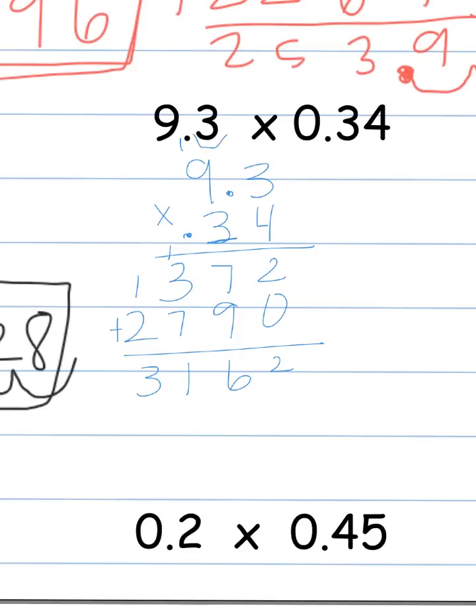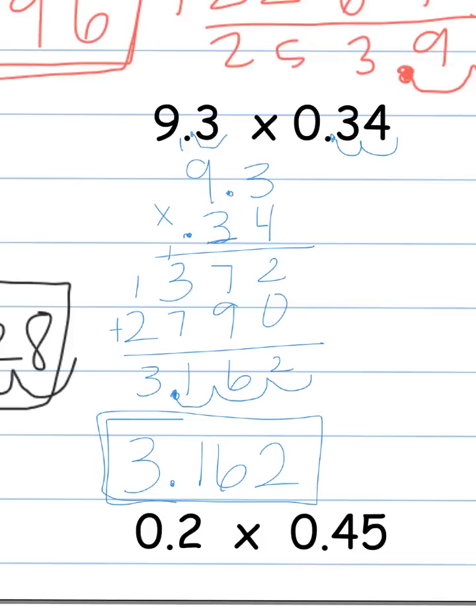Count over, we are 1 decimal point here, and we are 1, 2 decimal points here, for a total of 3 decimal places over, so we count over 1, 2, 3, fill in our decimal point, for a final answer of 3 and 162 thousandths. Again, we can look and see, does that answer make sense? Well, 34 hundredths is close to a third, and 9 and 3/10 is close to 9, and 1/3 of 9 we know is 3, so that answer does make sense.